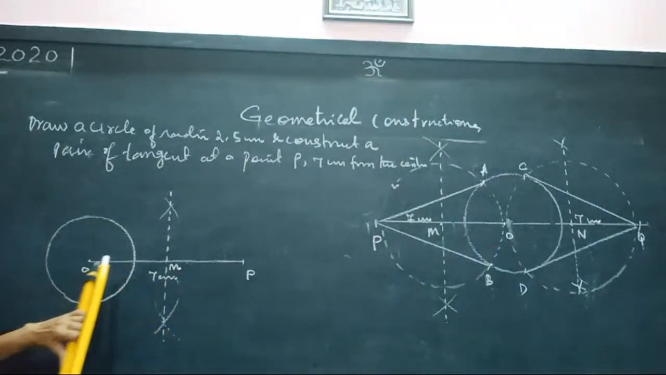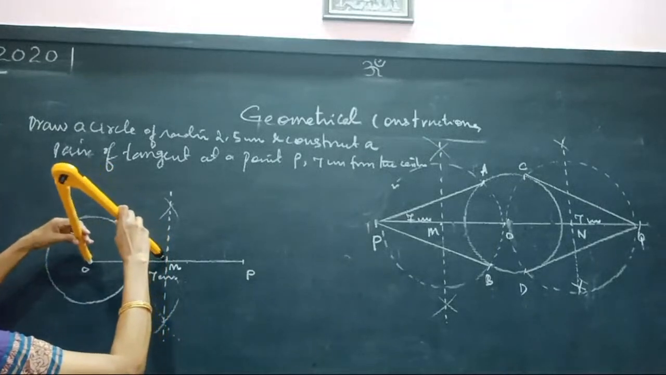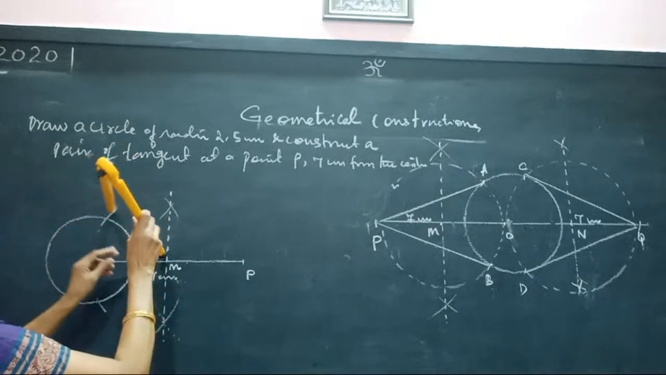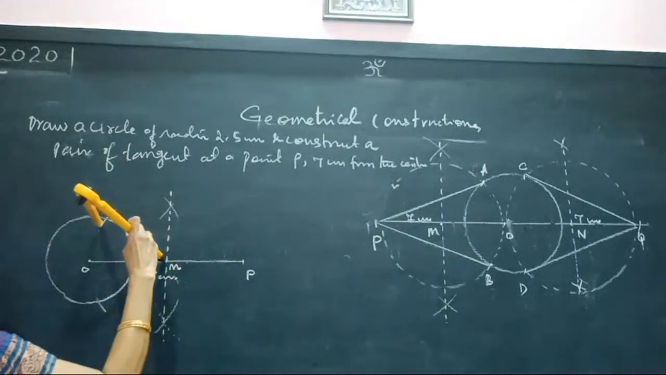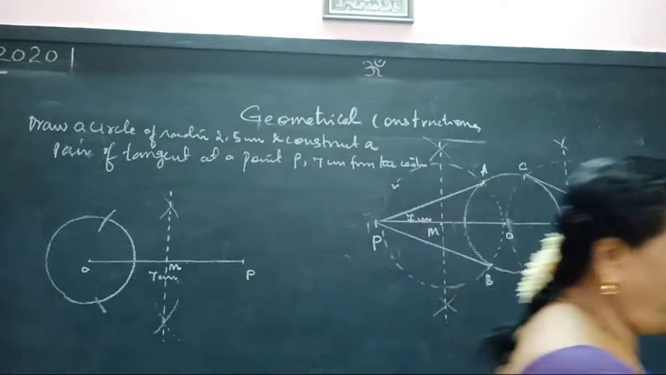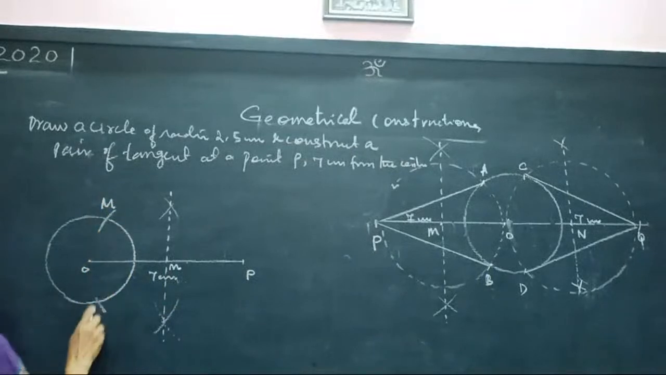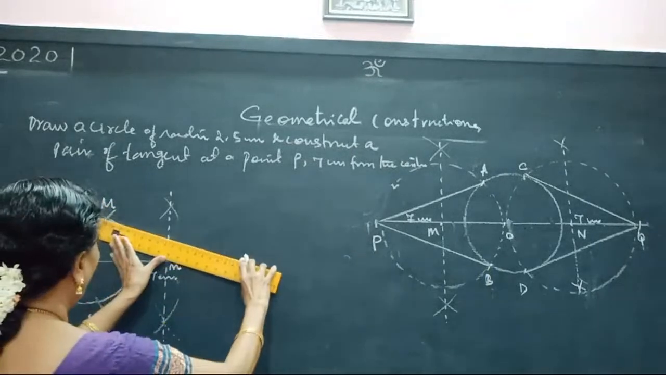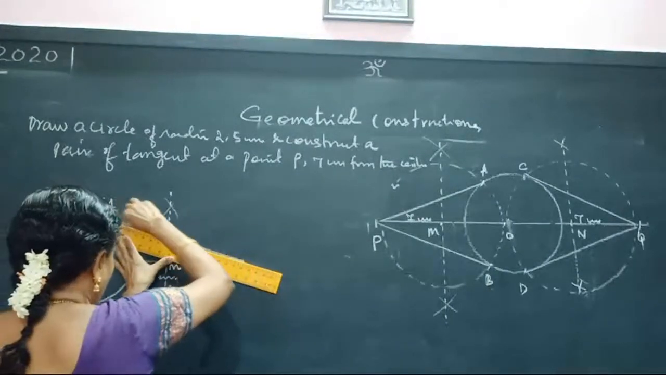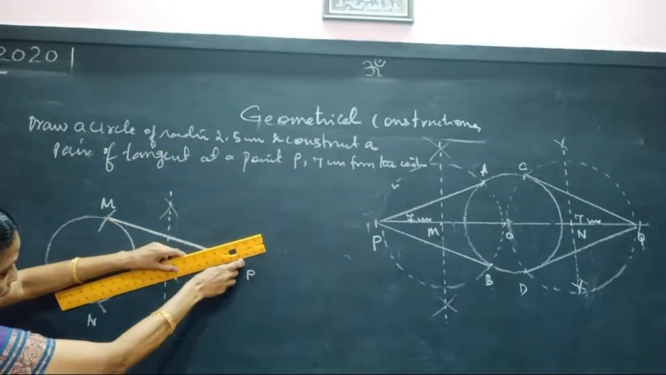With M as center, OM as radius, instead of a dotted circle, just make one arc like this. Okay? Either you can do a dotted circle or just make an arc like this. And name those two points as A and B. Join PA and PB and measure it.